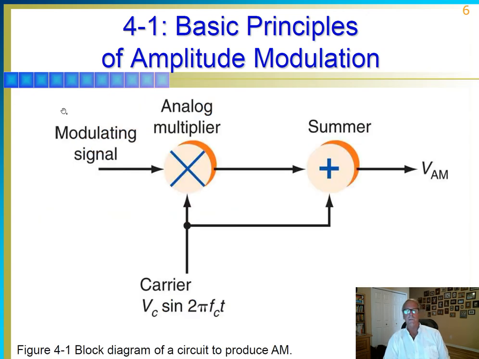So here's a little block diagram. This is nice. You might see this again, hint, hint, on the midterm. You have a modulating signal. We have a multiplier that multiplies the modulating signal with the carrier. The carrier also gets summed with the product of that and results in the AM waveform. So it's a block diagram of the equation we just looked at.